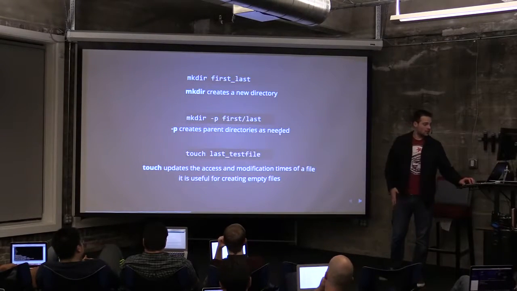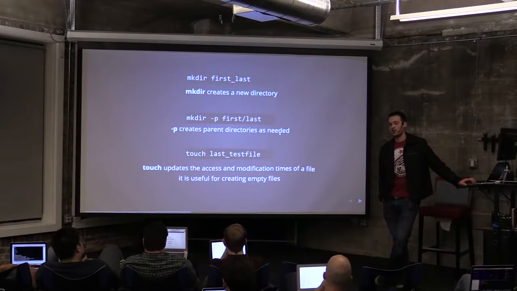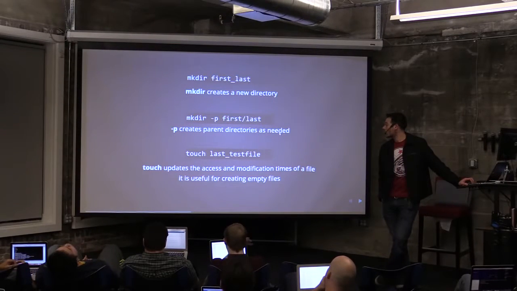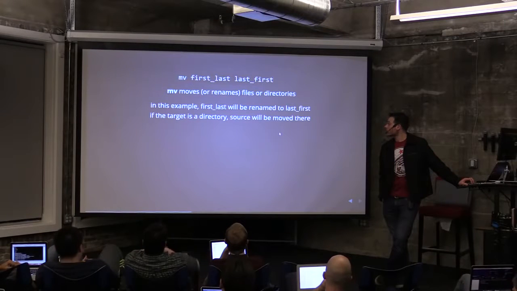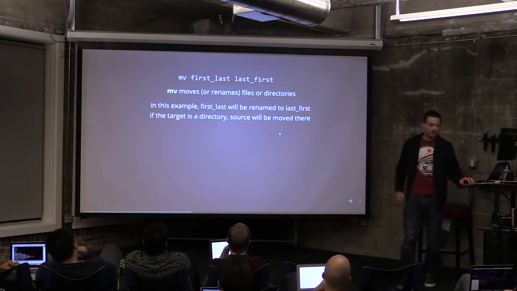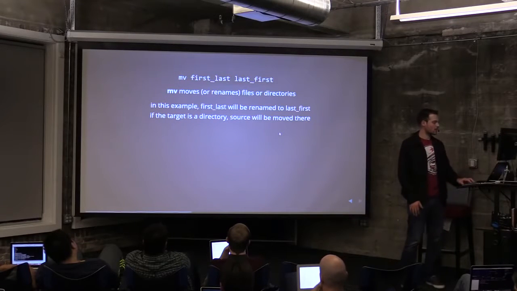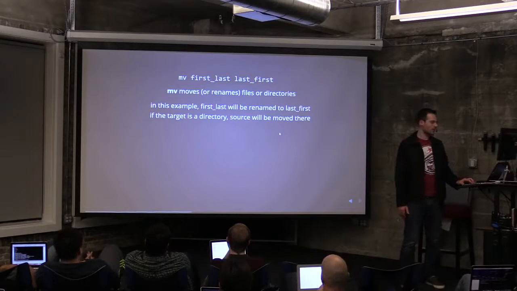And touch just creates a new blank file if it doesn't exist already. If a file does exist already, all it does is update the access time of that file. So this would create a test file with your last name. mv moves files or directories. So if you created the directory with your first name and last name in the previous step, this will just rename it. There's no rename command. Move is basically rename.